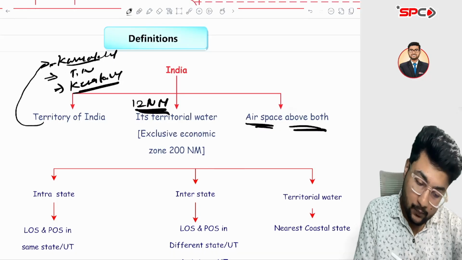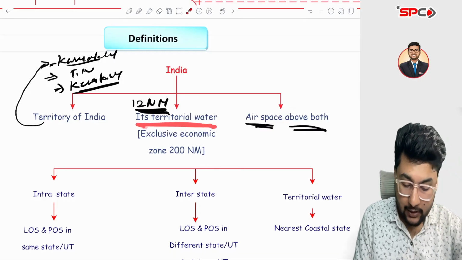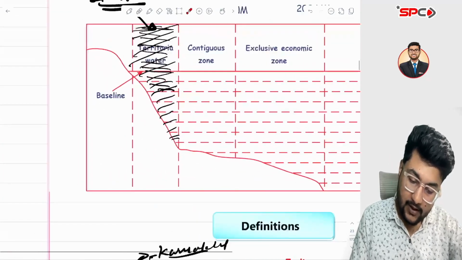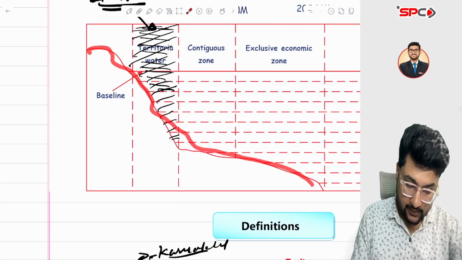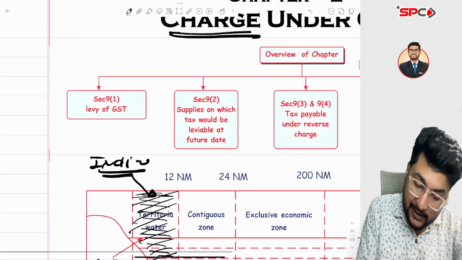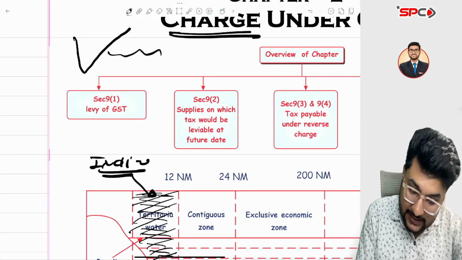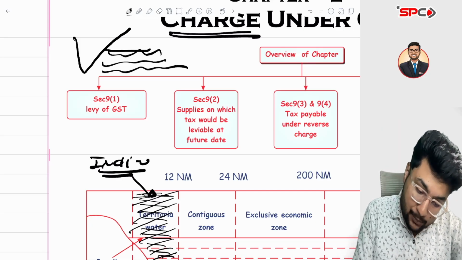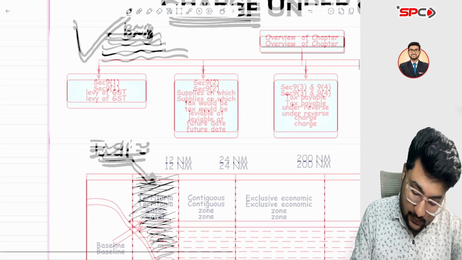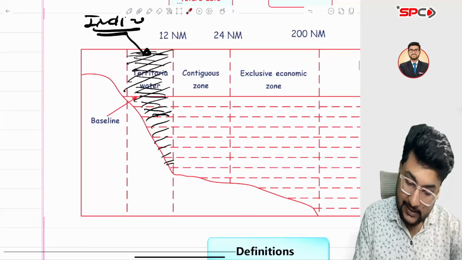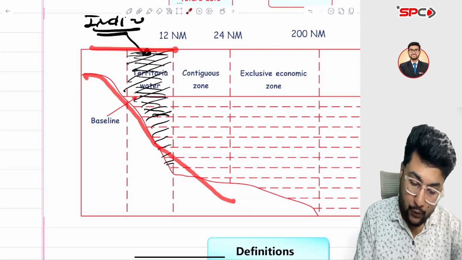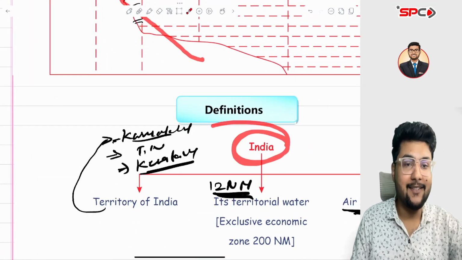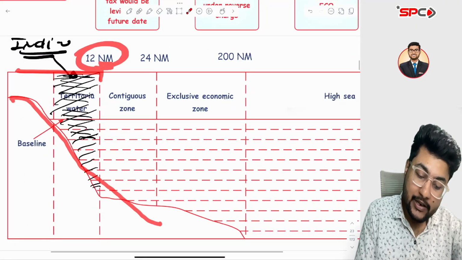Okay. Now another is territorial water. Sir, what is territorial water? So this is the baseline. If you are near Tamil Nadu or Kerala, you have sea around your state, up to 12 nautical miles. You see in the diagram, this is the baseline, and up to 12 nautical miles it is part of India. Sir, what do you mean by nautical miles?